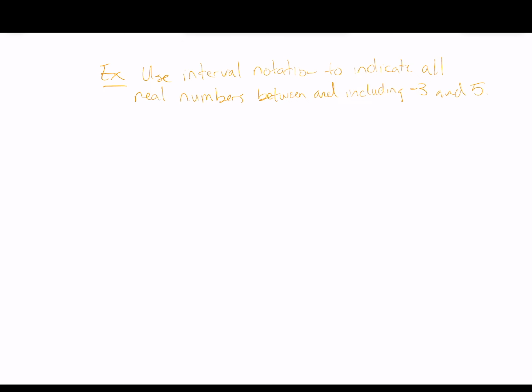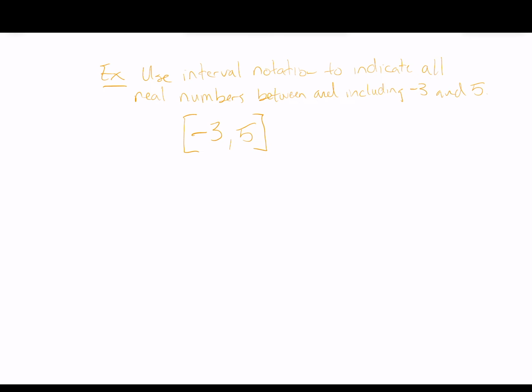So we're in the case where we have two real numbers and our x, the number we don't know, that helps build the whole set that we're considering, has to be between -3 and 5, and we know that we include both -3 and 5. So we use brackets instead of parentheses to show that we include both of those.